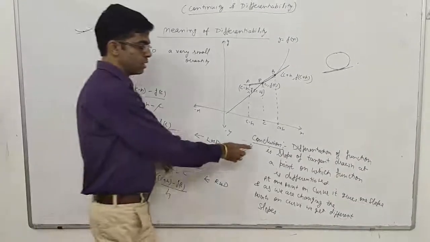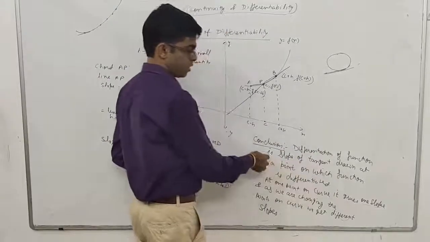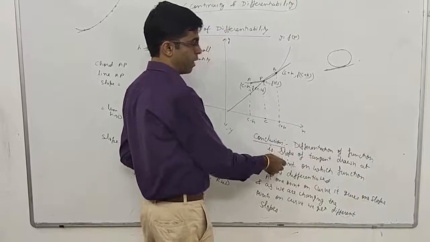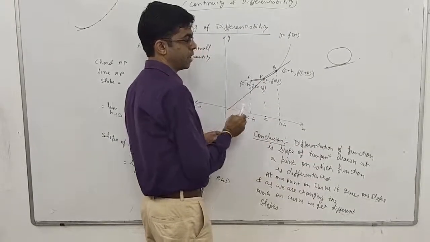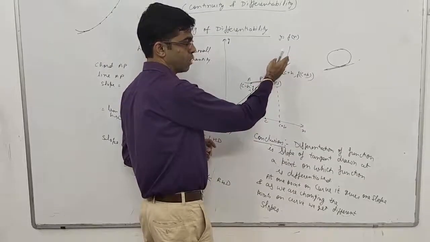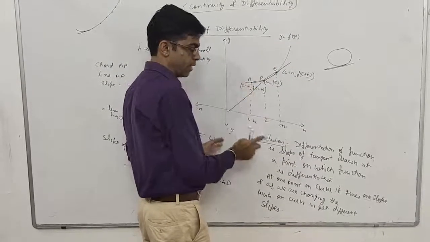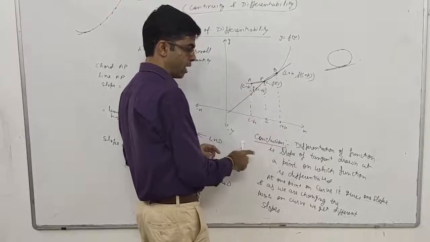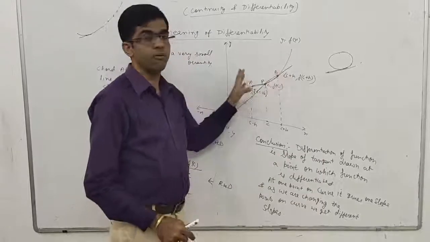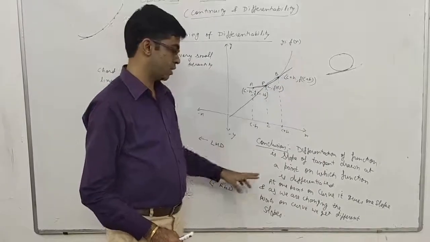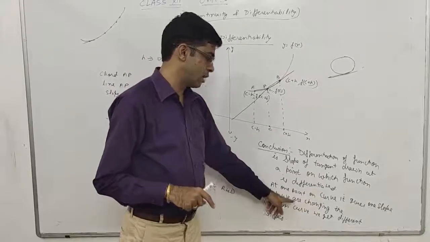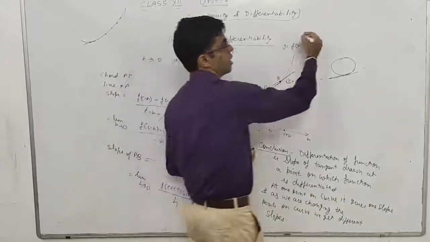Now the conclusion is that the differentiation of a function is the slope of the tangent drawn at a point. The meaning is that the point at which we want to find the differentiation, that is actually the slope of the tangent. Differentiation means the slope of the tangent drawn at the point at which the function is differentiated. We can understand with the help of the curve, with the help of the function. So at one point on the curve it will give one slope. As we are changing the point, we know that on the curve there are many points.